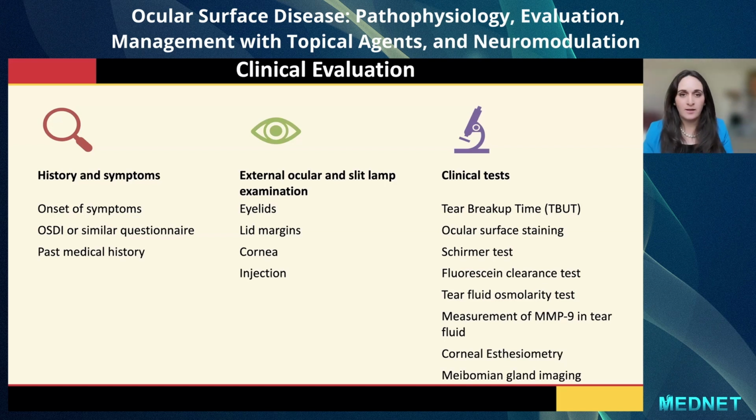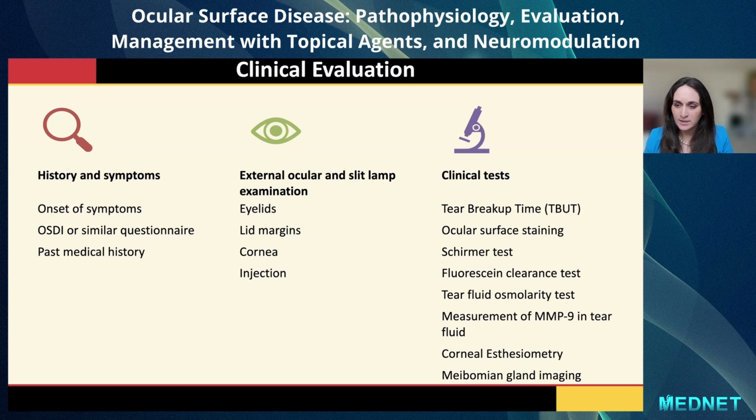You also want to move on to the exam, which includes both the external ocular and slit lamp exam. So you want to look at multiple different components of the ocular surface. So like we talked about, you want to look at the eyelids, the lid margins. You can get a lot of information from that. You want to look at the conjunctiva and the cornea, as well as the remainder of the eye exam.